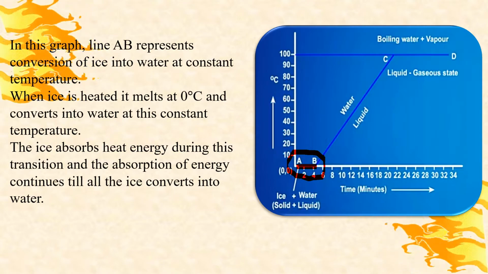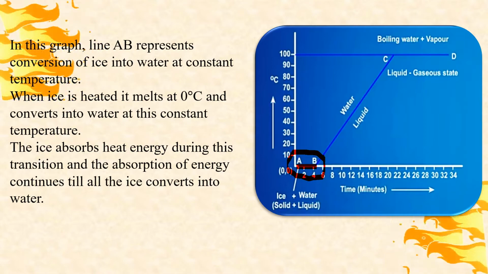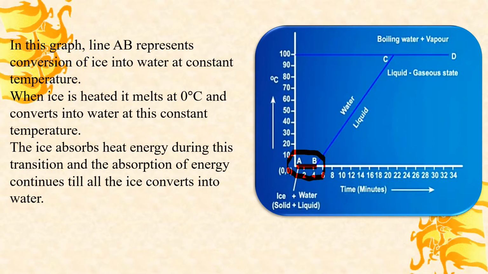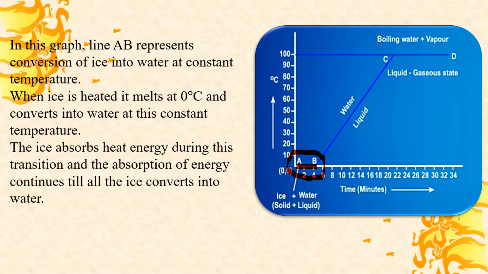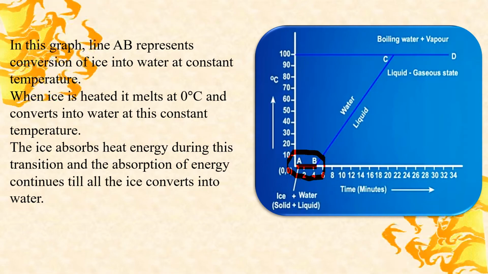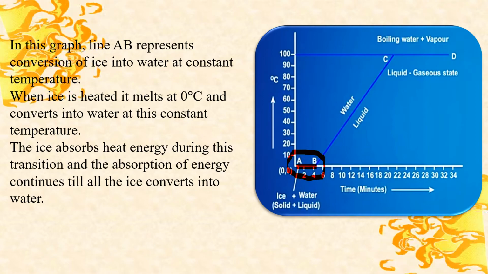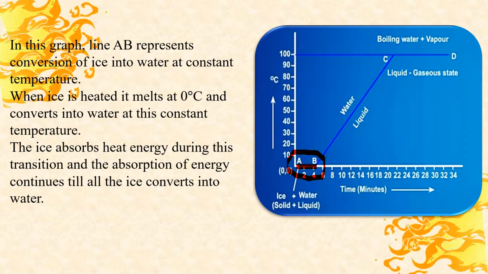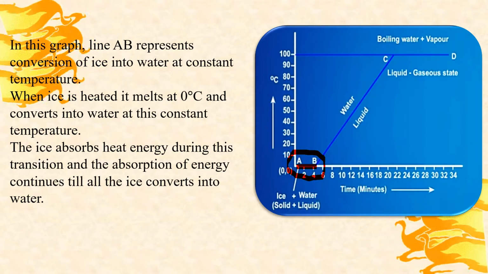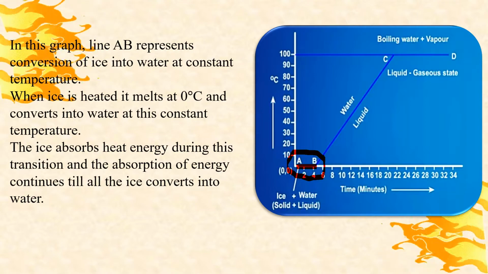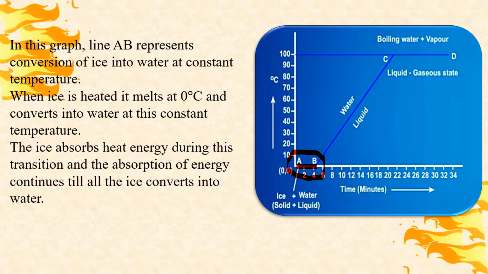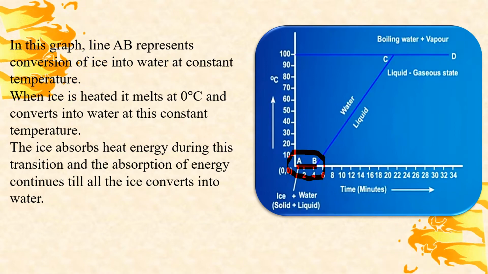When ice is heated, it starts to melt at 0 degree and gets converted into water. It starts becoming water. At this constant temperature, the ice absorbs heat energy. Okay, so when the ice melts because of that heat, heat energy is being absorbed there. The ice absorbs the heat energy during this transition, and the absorption of energy continues till all the ice converts into water. Okay, then from here the temperature rises, and what is happening is that the solid is transforming into liquid.